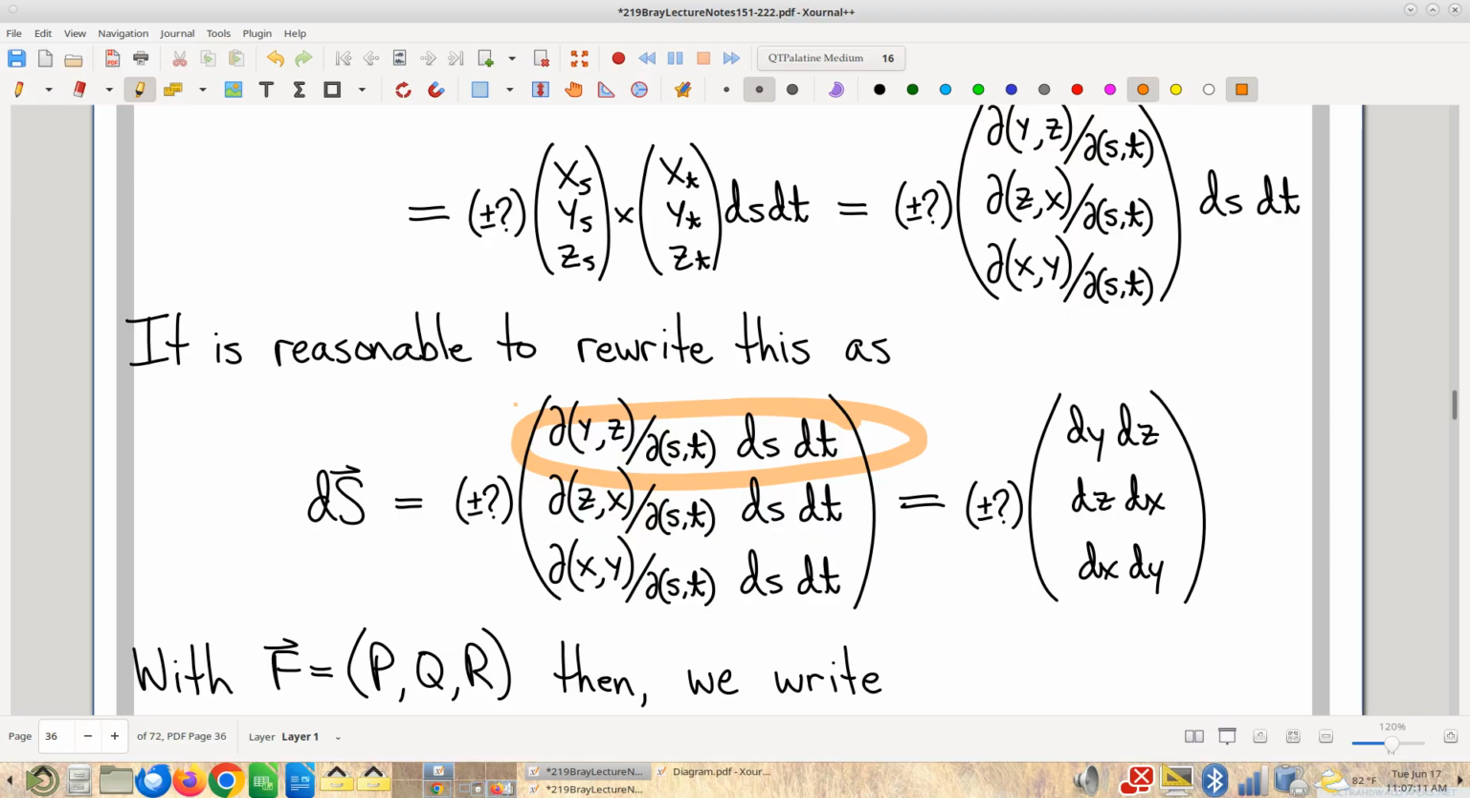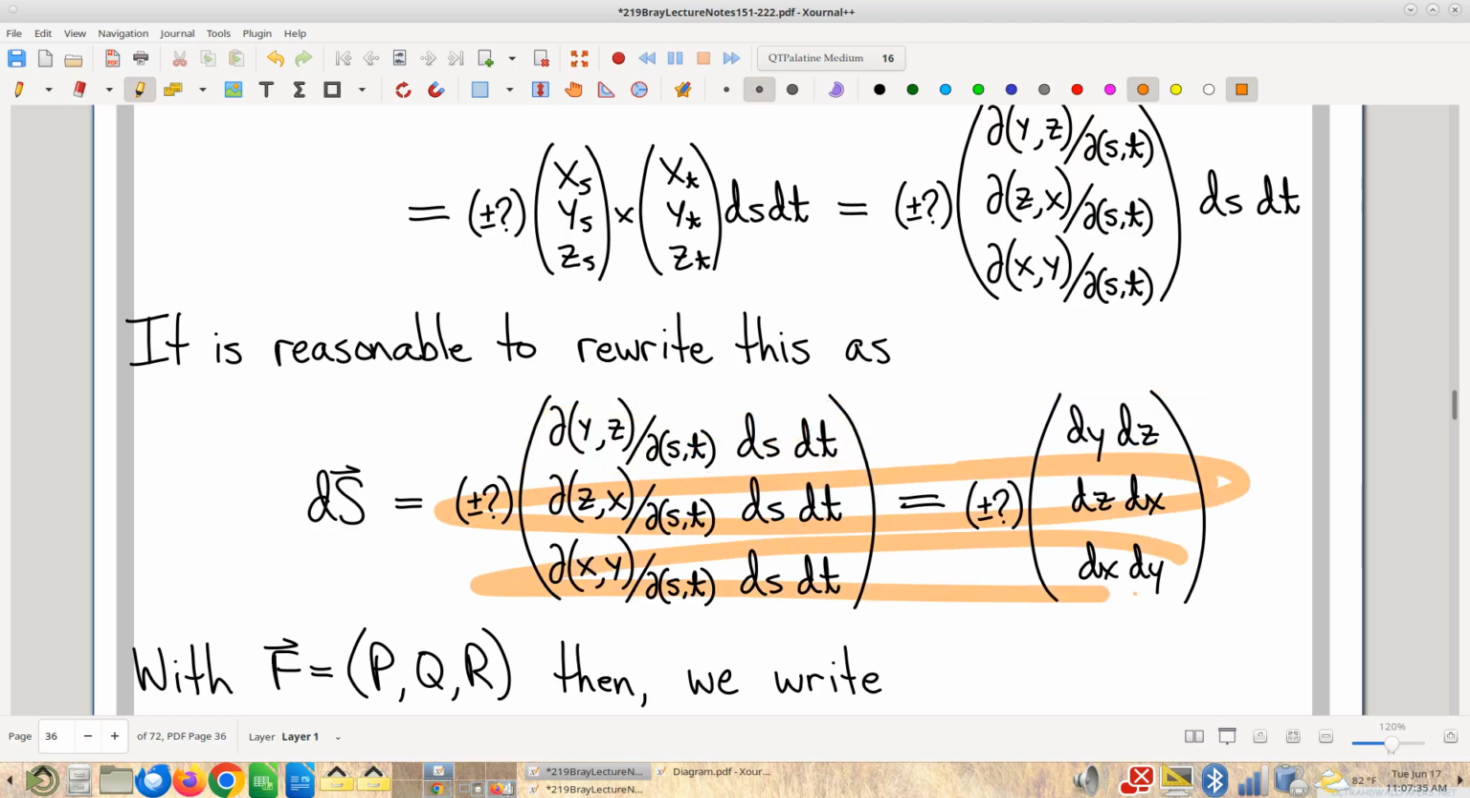But I think you'll probably buy it if I say, well, it's like those cancel. And even if only as notation, it makes sense to call that dy dz. And again, there are really good reasons underlying this that we don't have time to talk through. That's a 20-minute conversation. And so likewise, here and here.